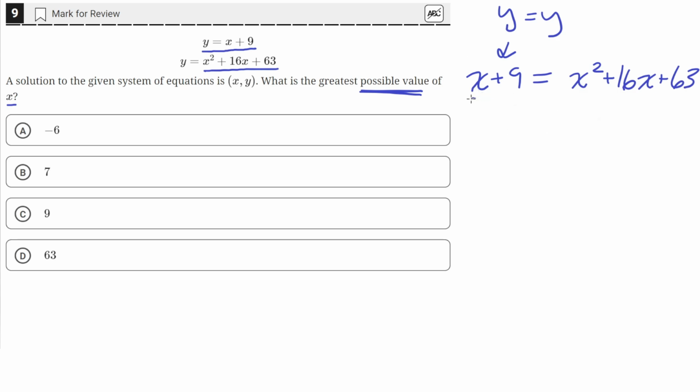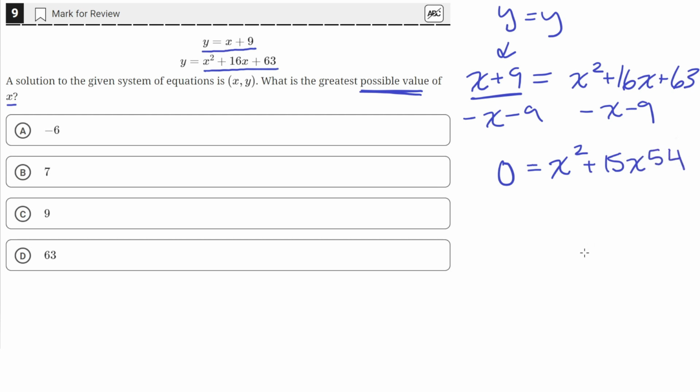So first, let's move these two to the other side by subtracting x and 9 from both sides. This leaves us with 0 on the left, and on the right, we'll be left with x squared, and then 16x minus x is 15x, and 63 minus 9 is equal to 54. So now we can factor this quadratic by grouping.